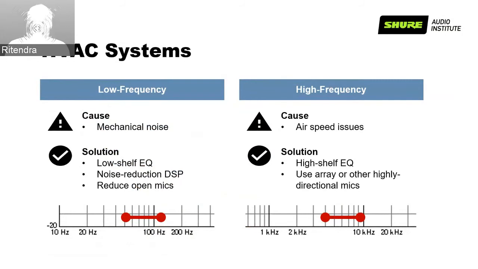So what is the solution to eliminate the low frequency from the audio system? You can apply low shelf EQ, you can apply noise reduction in DSP, and you can limit the open microphones. Having more microphones open means that you're adding a lot of ambience to the system. Having fewer microphones open will help to improve the intelligibility. Talking about high frequency, you can also manage it by applying high shelf EQ, or use array or directional microphones. A directional microphone has a narrow pickup that will try to reject unnecessary ambience of the room and gives you better intelligibility.